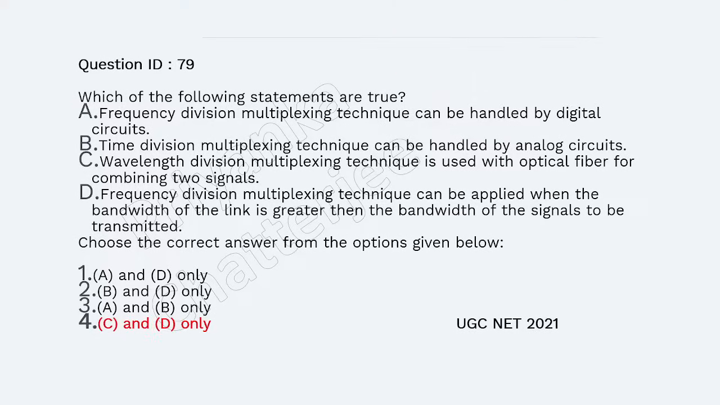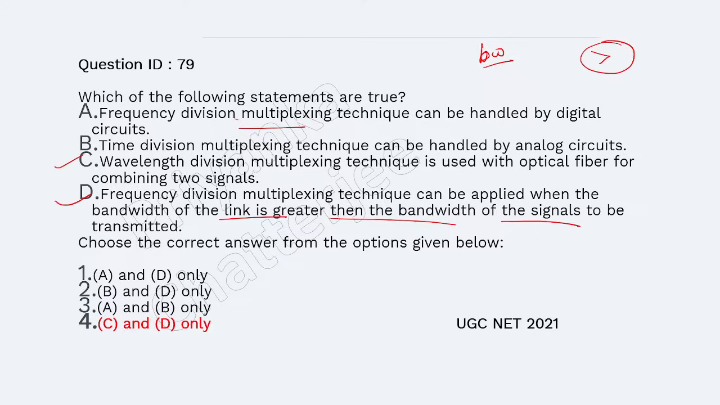Yes, so here the answer will be option 4. Frequency division multiplexing technique can be handled by digital circuit. That is wrong, because here you can see the time. The frequency division multiplexing technique is applied when the bandwidth of the link is greater than the bandwidth of the signal, because you are dividing the bandwidth between each and every signal. So definitely capacity should be more, then only you can divide, otherwise you cannot divide it.